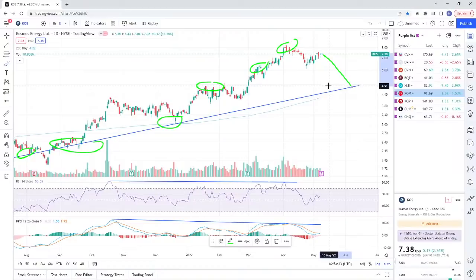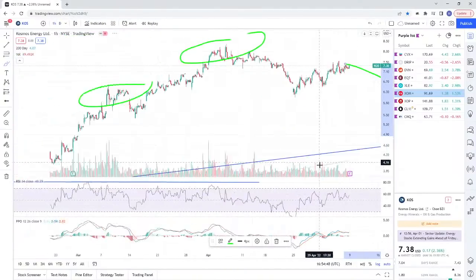So then if you see that break, that's your sell signal. If it doesn't break, that's your buying opportunity. You could buy it here with a stop somewhere below. I would not want to go long until I'm at this trend line. All right, looking at the hourly.